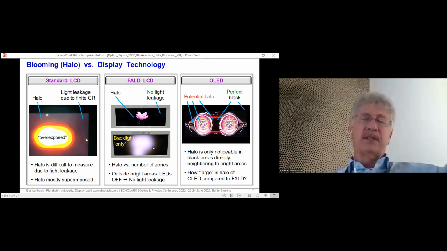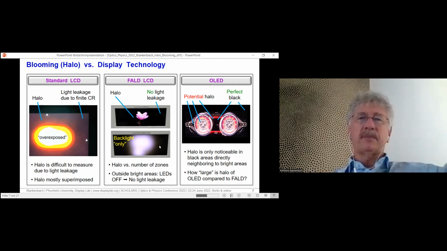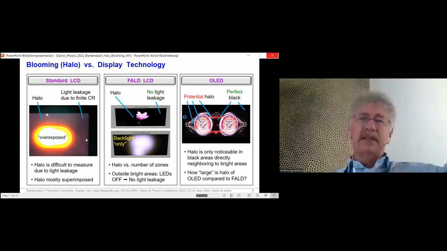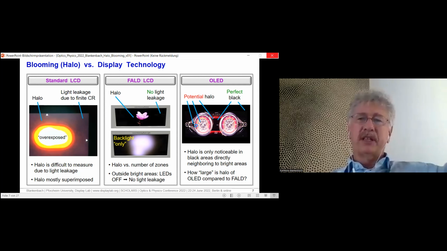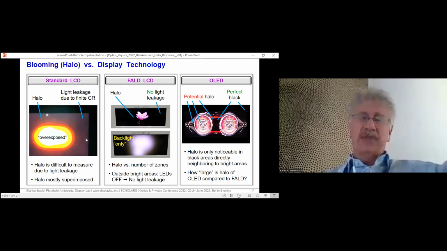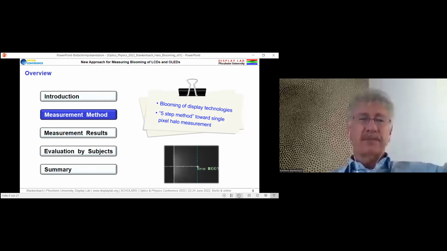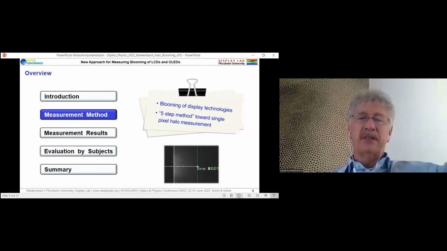This offers higher luminance quality, because you have no light leakage here at the edges, as well as a significant reduction in power consumption. Last but not least, OLEDs have true black. Nevertheless, tiny white areas surrounded by black might suffer from halo or blooming as well. And that was the main motivation for our partner, a major OLED manufacturer, who granted us this research, to investigate that. So let's come to the measurement method.